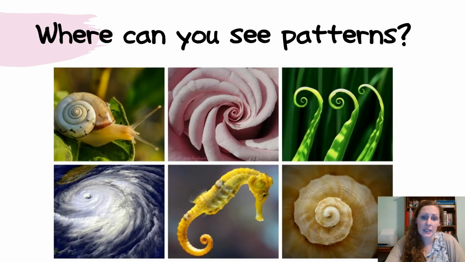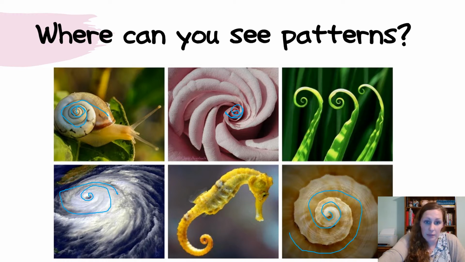Patterns also occur in nature. Look at all these beautiful spirals you see. If we look at the hurricane, it's spiraling out this way. We have a spiral here on this shell. This rose, oh, I think I drew that backwards, but it's spiraling out. This shell, you can see the spiral going.